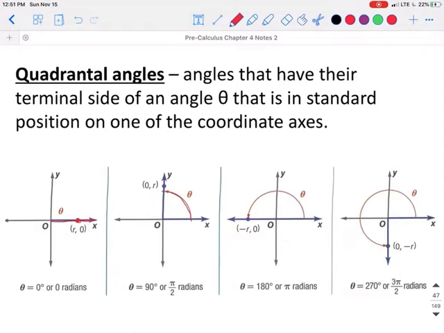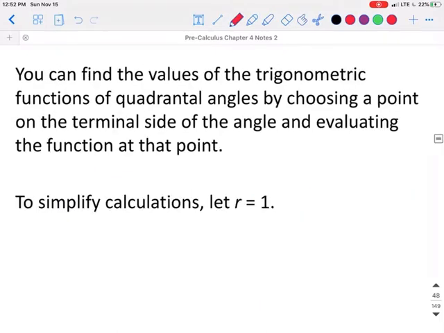If it's on the positive y-axis, our ordered pair would be (0, r), and this would be at 90 degrees or pi over 2. If we are at the negative x-axis, this would be at 180 degrees or pi radians, and our coordinates would be (-r, 0). And if you are on the negative y-axis, at 270 degrees or 3 pi over 2, your ordered pair would be (0, -r).